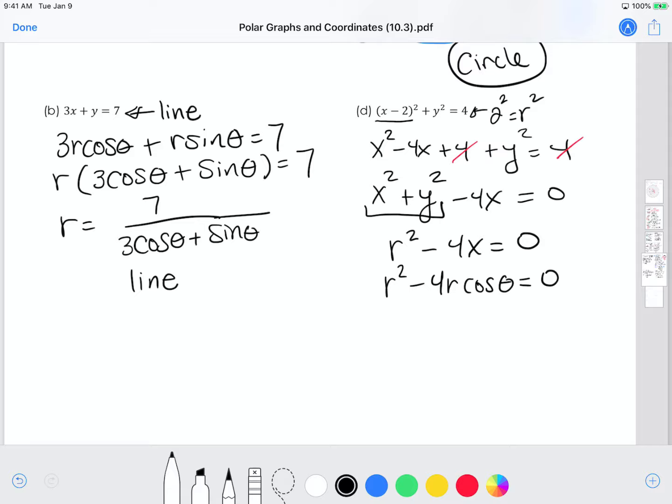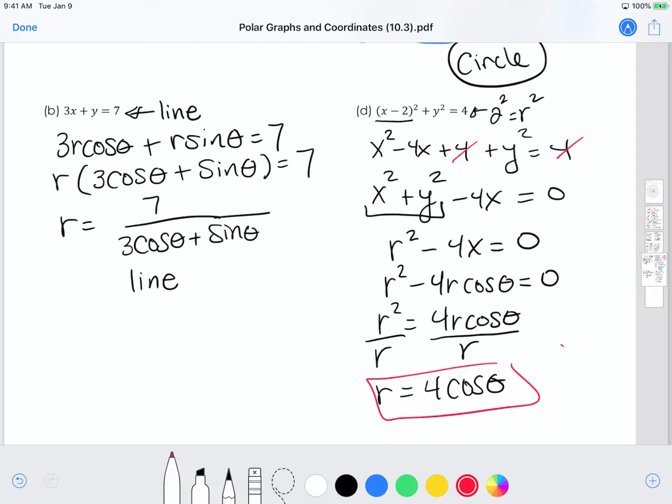Now to finish solving this for r, I'm going to add 4r cosine theta to both sides. And then I'm going to divide both sides by r. So I get r is equal to 4 cosine theta. So this is also the equation of a circle. If I graph 4 cosine theta, or if I graph (x - 2) squared plus y squared is equal to 4, either way, I should get a circle with the center (2, 0) and a radius of 2.